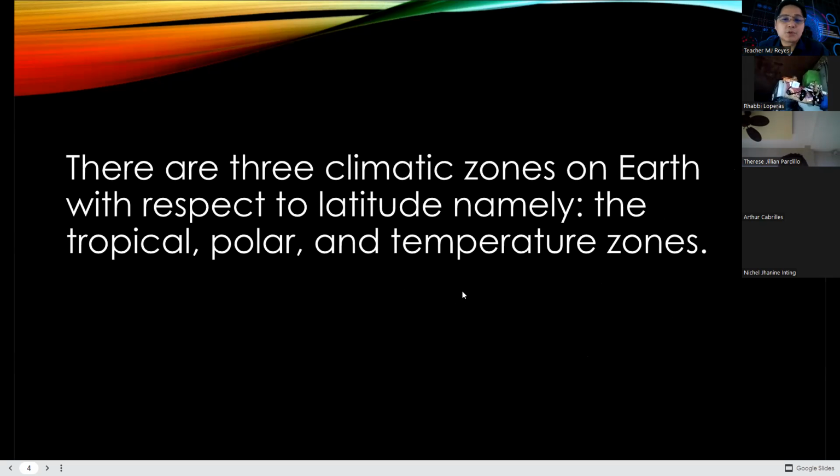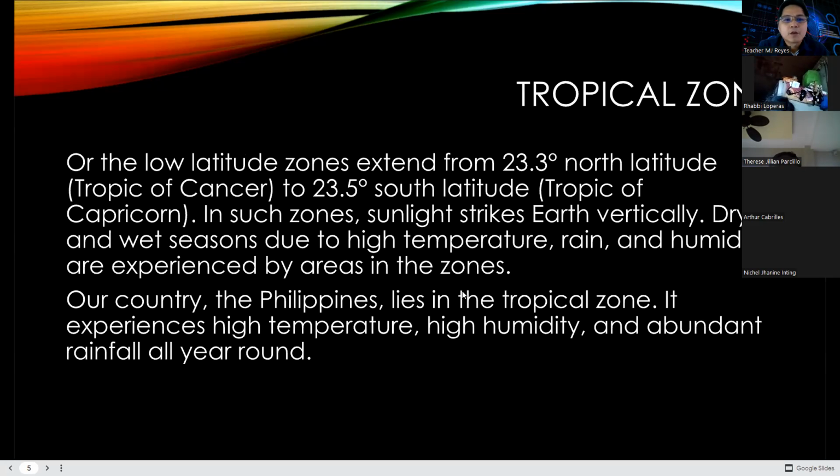There are three climatic zones on Earth with respect to latitude: the tropical, polar, and temperate zones. The tropical zone, or the low latitude zone, extends from 23.5 degrees north latitude, that's the Tropic of Cancer, to 23.5 degrees south latitude, that's the Tropic of Capricorn.